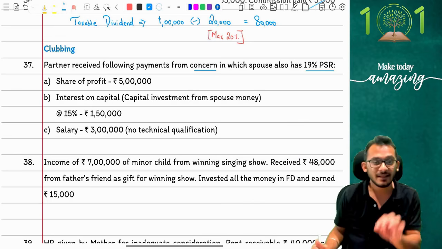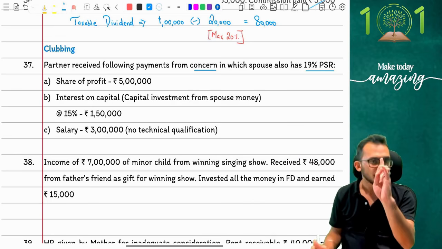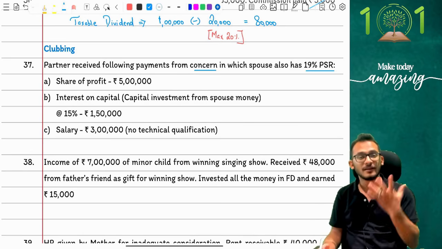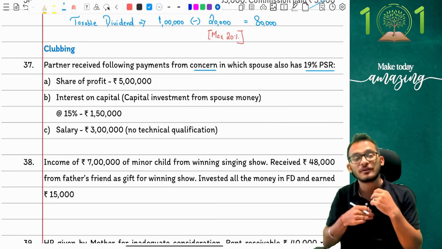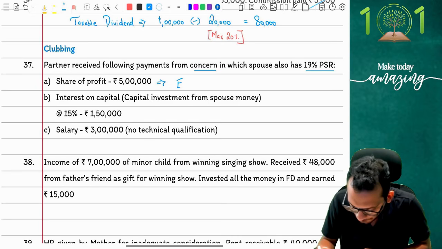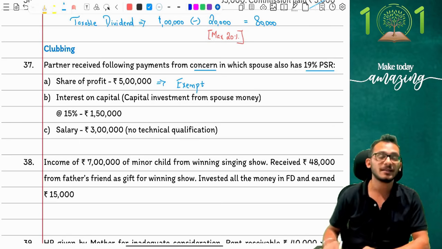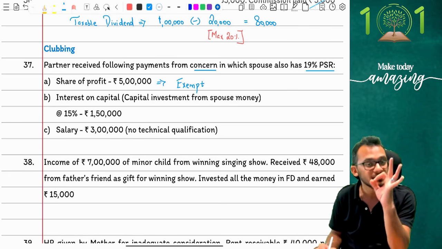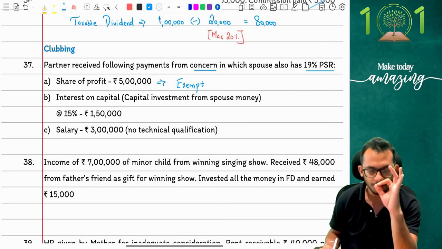With that, they are saying the following payments have been received by you. Payment number 1, I have received share of profits as a partner. People, I'm sure you should have got this right. The answer is fully exempt. Income tax has made it extremely clear that any share of profit received by the partner is fully exempt from tax. I will not pay a single rupee of tax on it. Be very careful.